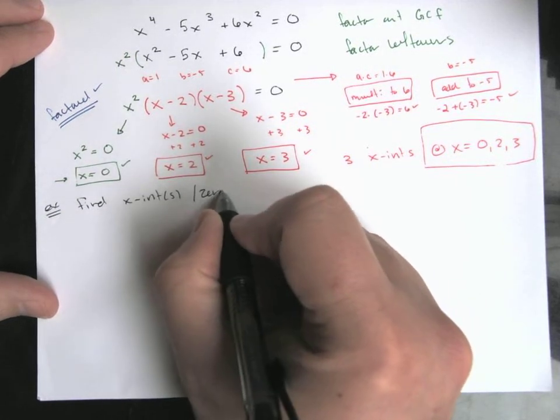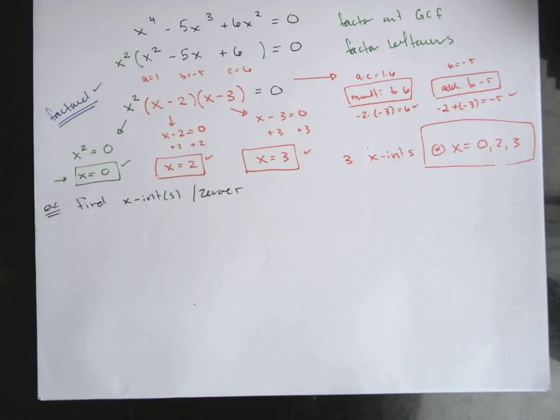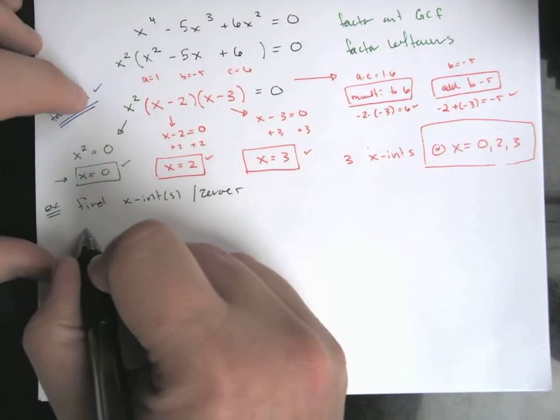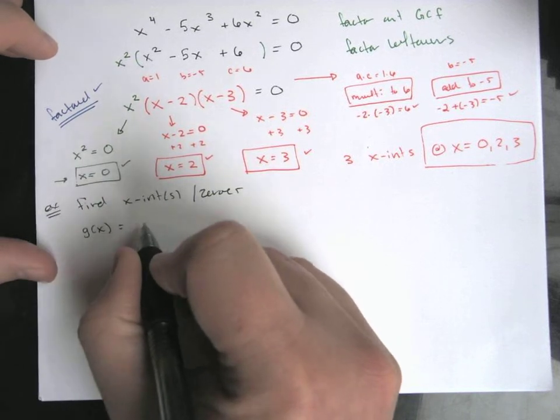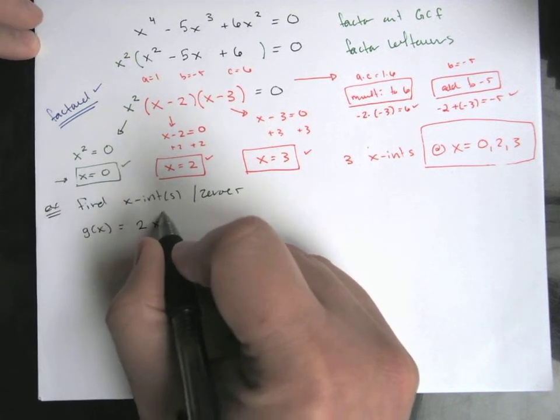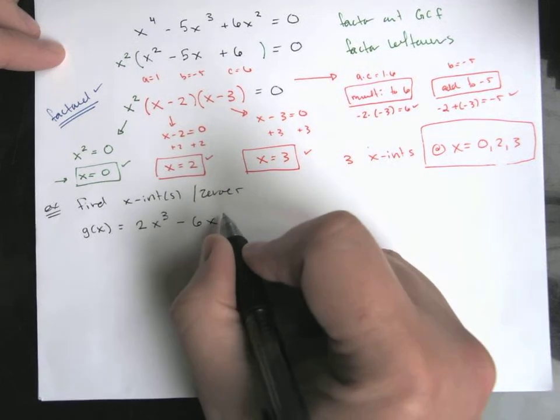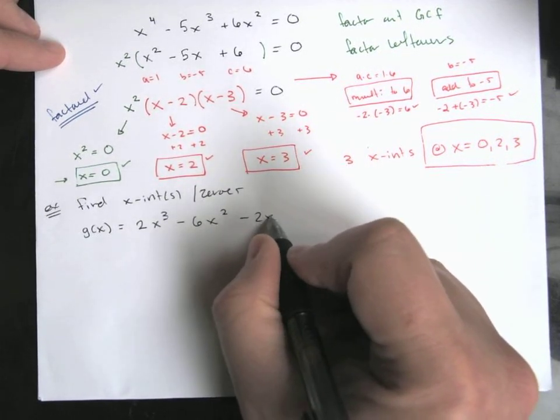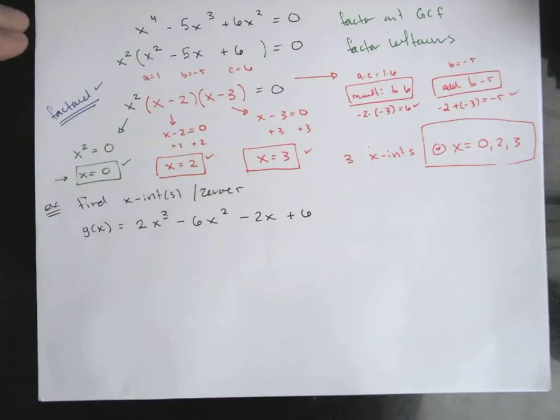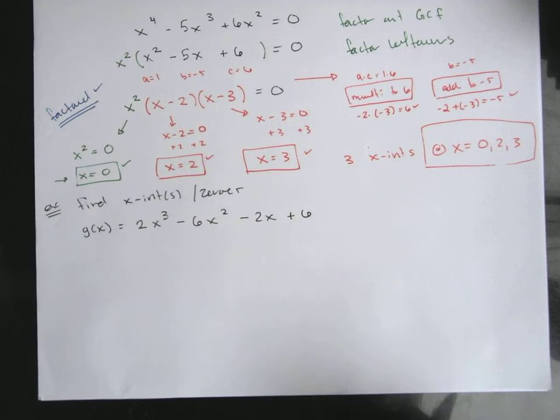Intercepts, also called our zeros, right? Zeros of the function, because you're hitting y equals 0. Let's do g of x is 2x cubed minus 6x squared minus 2x plus 6. So this is a degree 3 polynomial, right? And it actually has 4 terms.